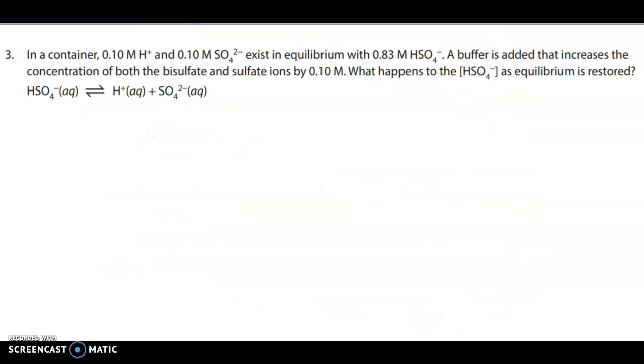And then number 3, we have in a container, we have these concentrations exist in equilibrium. So we have these in equilibrium. So these are our equilibrium concentrations. It says then a buffer is added that increases the concentrations of both the bisulfate and sulfate ions by this much. What happens to this as the equilibrium is restored? So in this case, first of all, we're not given the K value at all. So obviously this is why they're giving us the equilibrium numbers.